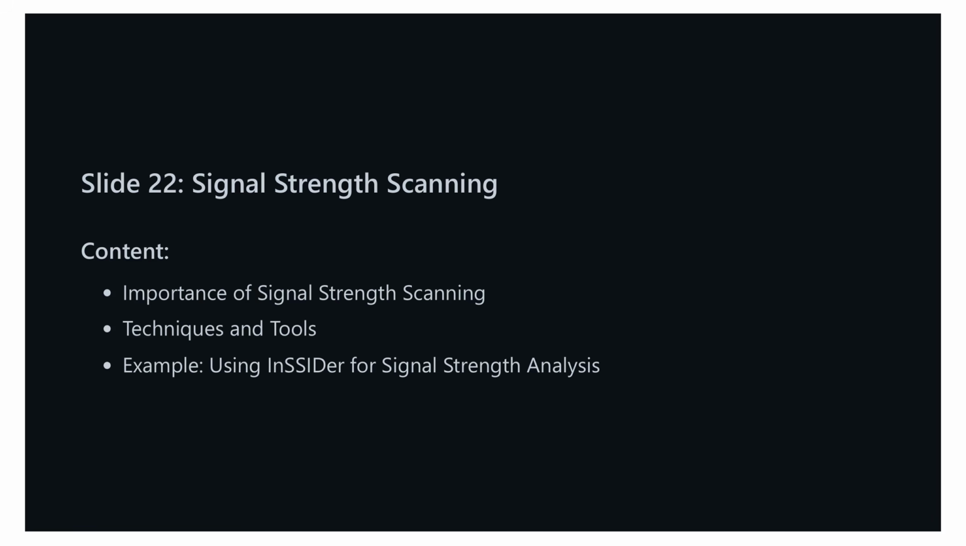With Insider, you can visually map out signal strength across different physical locations, allowing you to identify strong and weak signal areas. This data is essential for optimizing network performance and ensuring a reliable connection. By the end of this section, you should be comfortable using these tools to assess the signal strength and make informed decisions based on your findings.